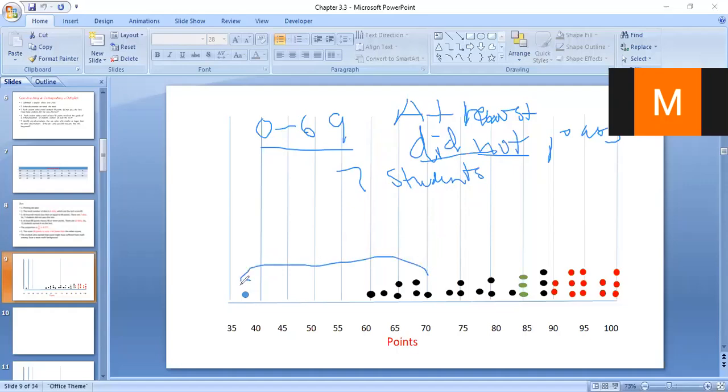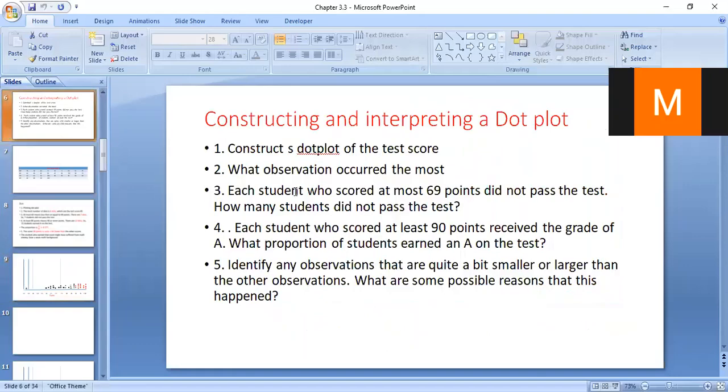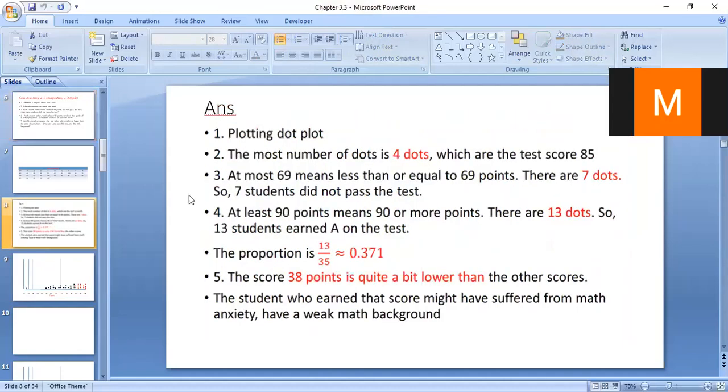Look at this one, you see from 0 to 69. The question is you have seven people. Each student who scores at most 69, that means from 0 to 69, did not pass. How many students? You see that is 7 students, right? There are 7 dots. So that is 7 students who did not pass the test.